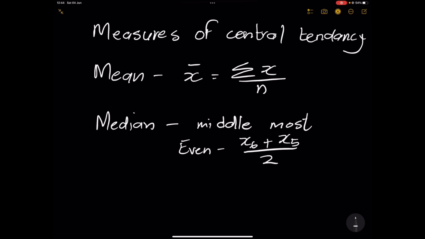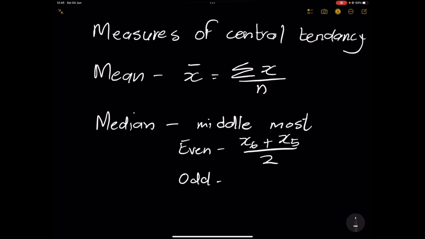But if you've got an odd data set, so if my data set is odd, then all I'm going to do is just find the middlemost value. So if I've got, let's say, 9 data values.